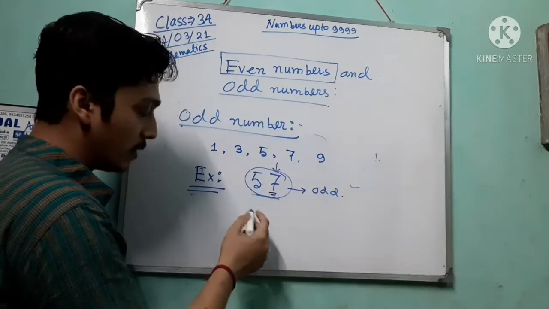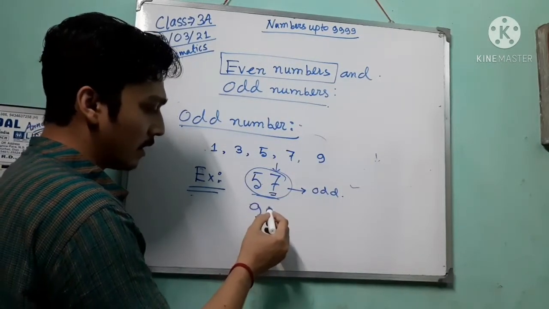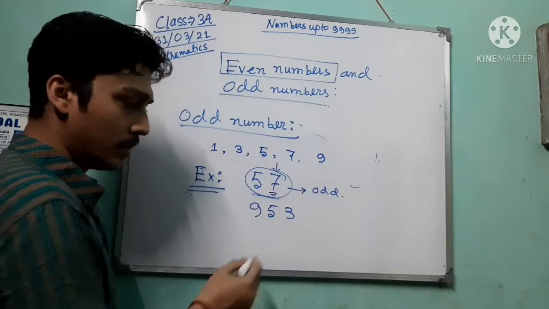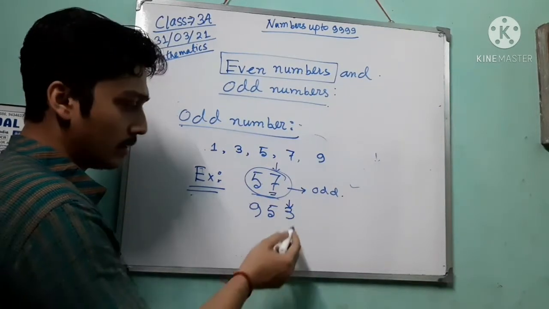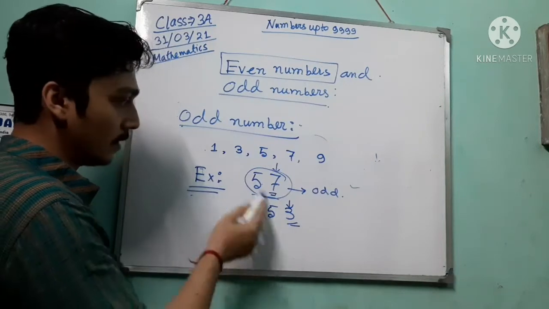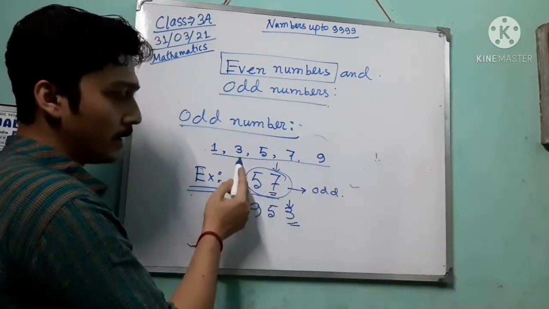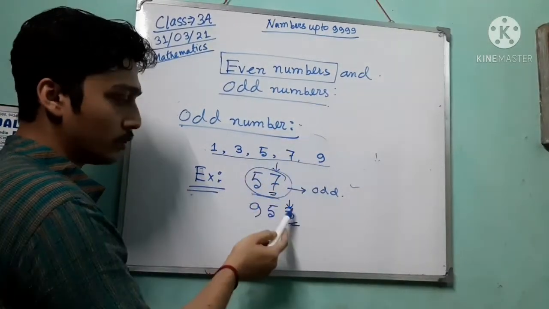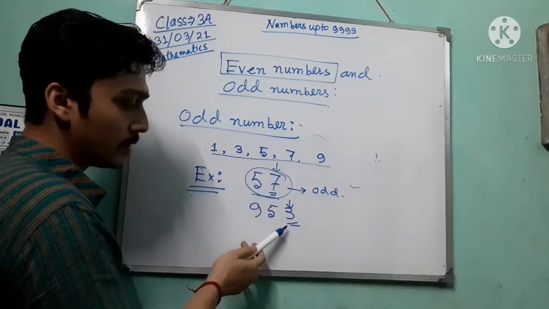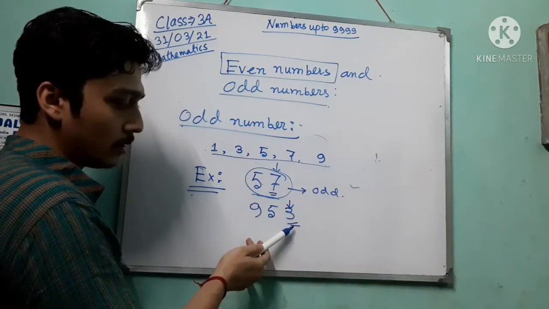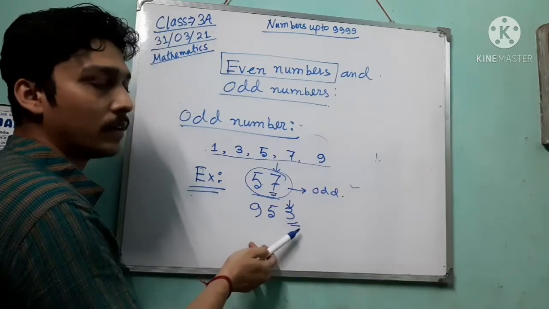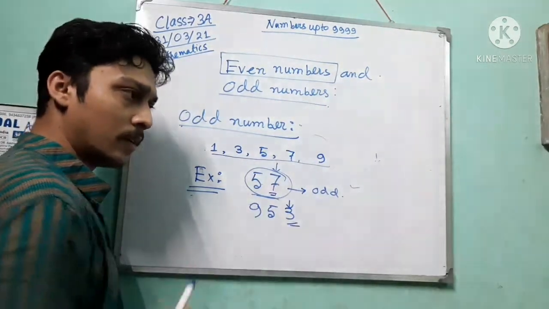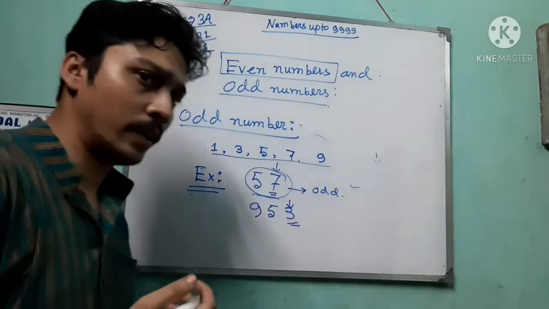I am writing a 3-digit number, 953. You have to check the ones place. The ones place is 3. If the digit in the ones place is 3, or 1, or 5, or 7, or 9, the number will be an odd number. So by definition, you can see it will be an odd number, since here is 3. So you can write any odd number and even number.